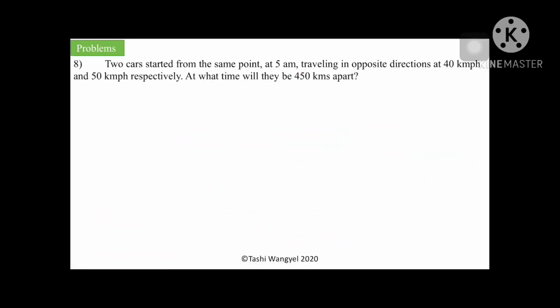The next question is question number 8. Two cars started from the same point at 5 AM traveling in opposite directions at 40 km per hour and 50 km per hour respectively. At what time will they be 450 kilometers apart? The only same point start, the start time condition is only 5 AM. Two cars started from the same point at 5 AM traveling in opposite directions.